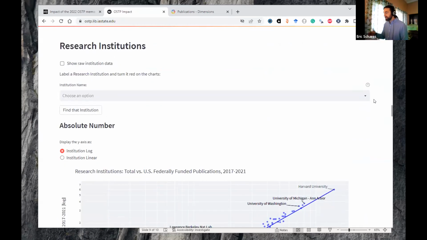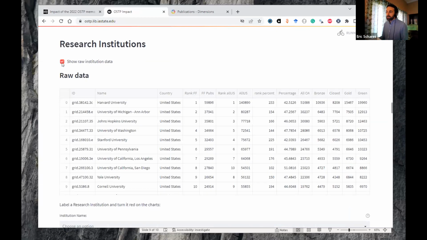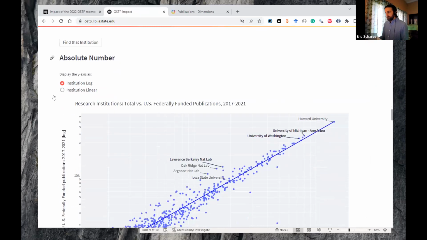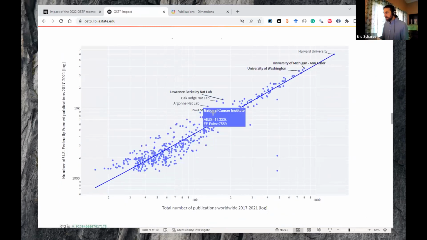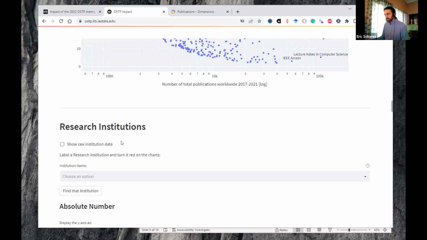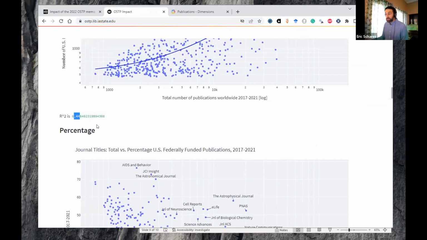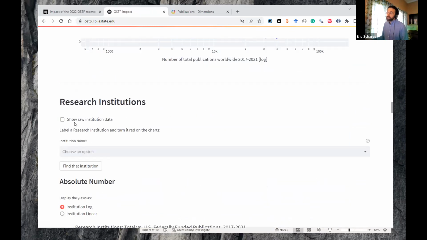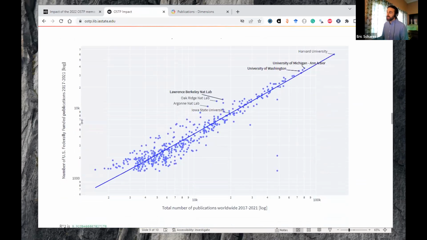Moving now to research institutions or universities, we can always show the raw data behind. This should open up. Good. Again, we see kind of the same trend. This one has an R squared of 0.92, so very similar to the strength that we saw in the publishers. For journal articles, I'm going to scroll up here for a moment, journal titles was an R squared of 0.44. So that relationship was quite a bit weaker.